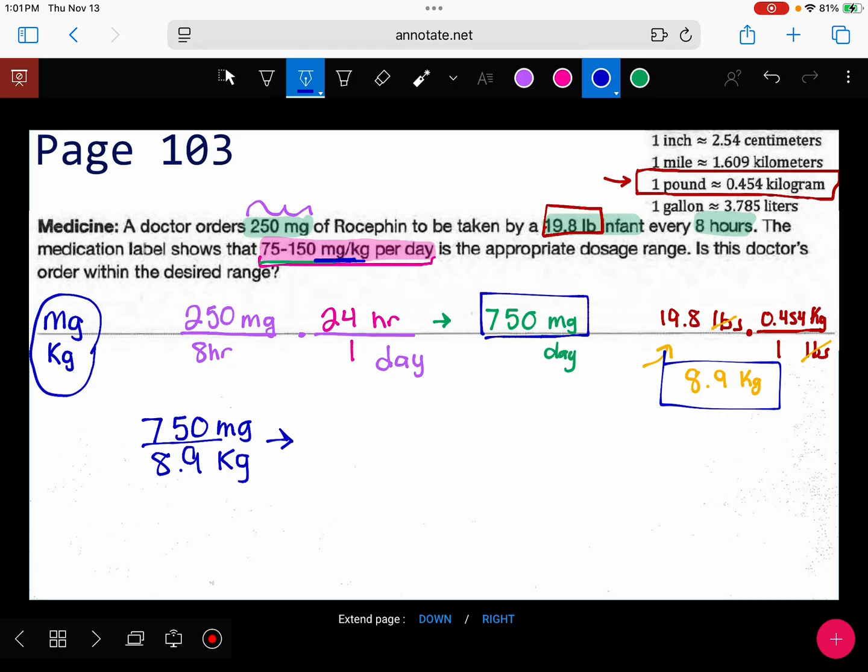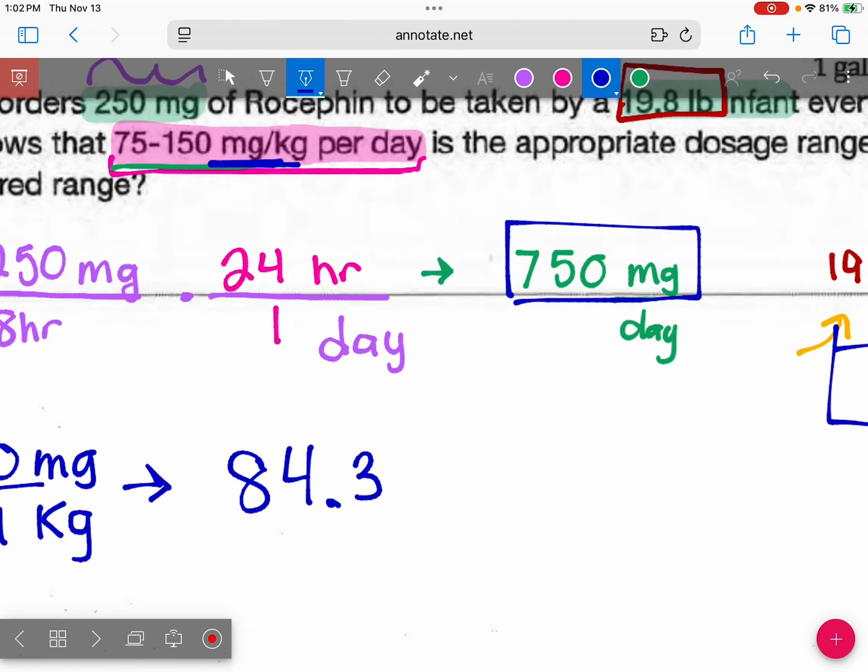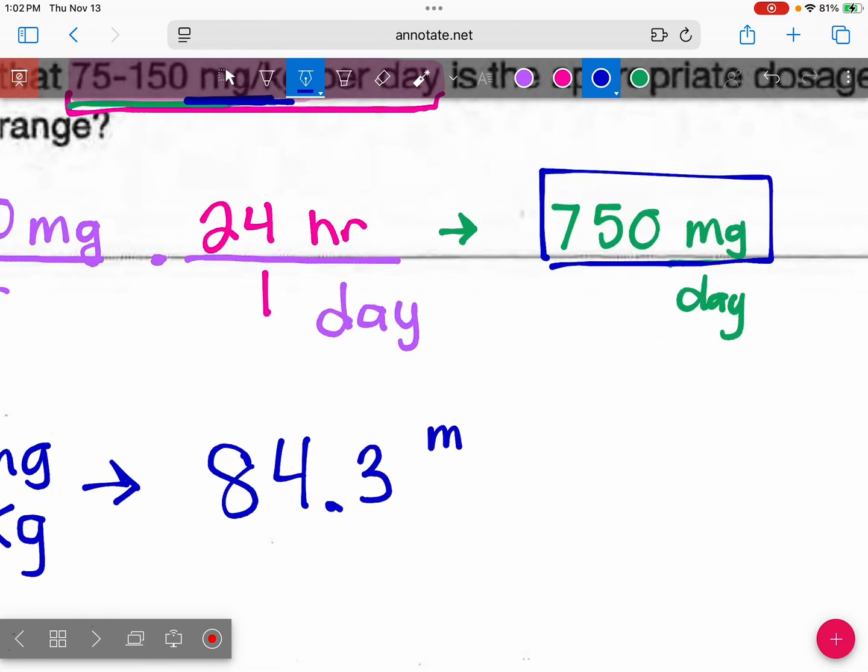Okay. Alright, so then you do that conversion and then you get approximately 84.25, 27. So 269 out of 27. We'll go ahead and round it to 3. And this is milligrams per kilogram for the day. We were looking at the whole day here.